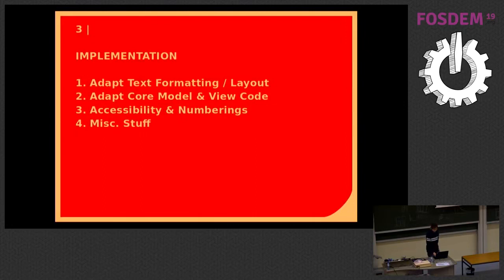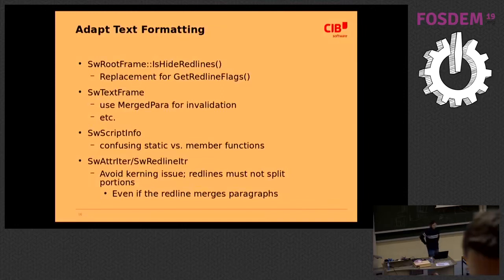So now for the implementation, we had four milestones basically. The first one was that we needed to adapt the text formatting itself. First we started with adding a new flag to the root frame, that is the root class of the layout, that basically stores whether the layout will hide or show the red lines.